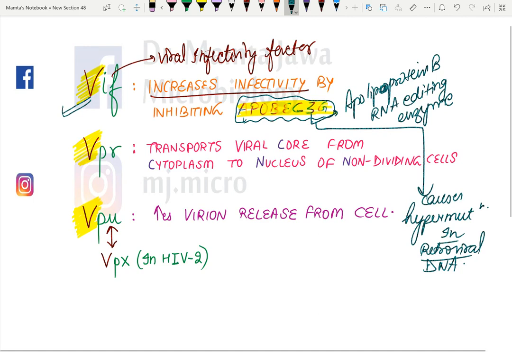Then we have got VPR. Now, this is the gene which encodes for the VPR protein, and VPR protein helps in transportation of the viral core from the cytoplasm to the nucleus of the non-dividing cells. This is how, guys, latent infection is set up. Okay, you can remember it like this.